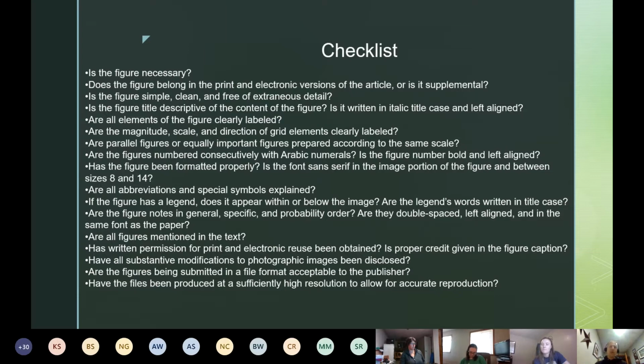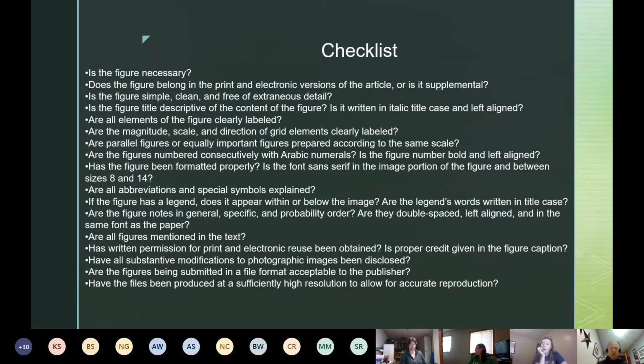Is the magnitude, scale, direction of the grid elements clear? Again, code, categories, themes, or if you want to use descriptions instead of categories, that's fine. Are parallel figures equally important, and using the same scale? Are figure numbers there? Are they numbered? So everybody, do they have figure 1?